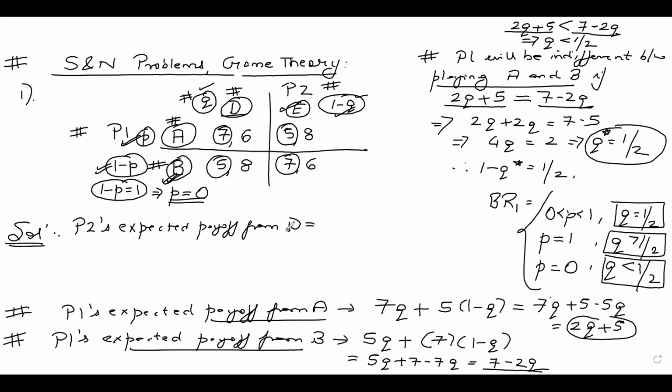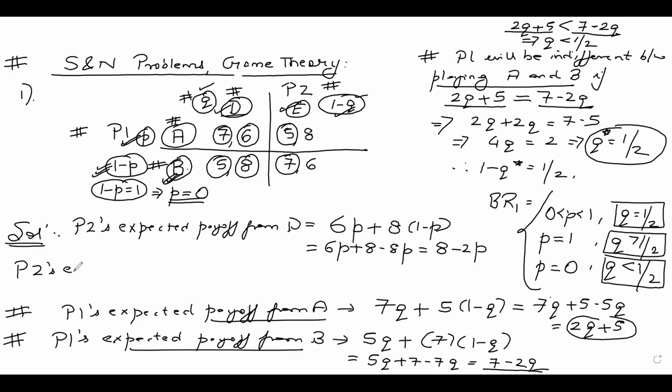Player 2's expected payoff from D is how much? Player 2 gets a payoff of 6 when player 1 plays A with probability P, plus player 2 gets a payoff of 8 when player 1 plays B with probability 1 minus P. So this is going to be 6P plus 8 minus 8P, which is going to be 8 minus 2P.